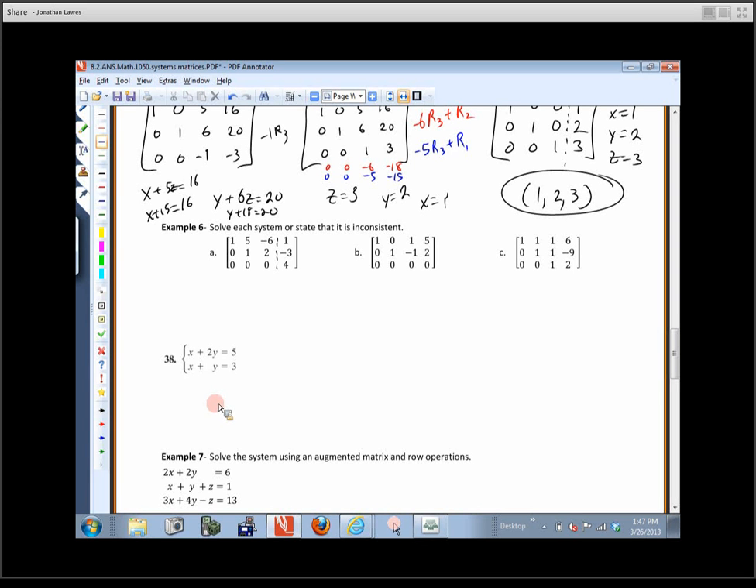X, Y, and Z have been eliminated. This side equals 0 and that side equals 4. Does that ever happen? No. Nope. So we would say inconsistent. There's no solution to that. Let's take a look at the next one.